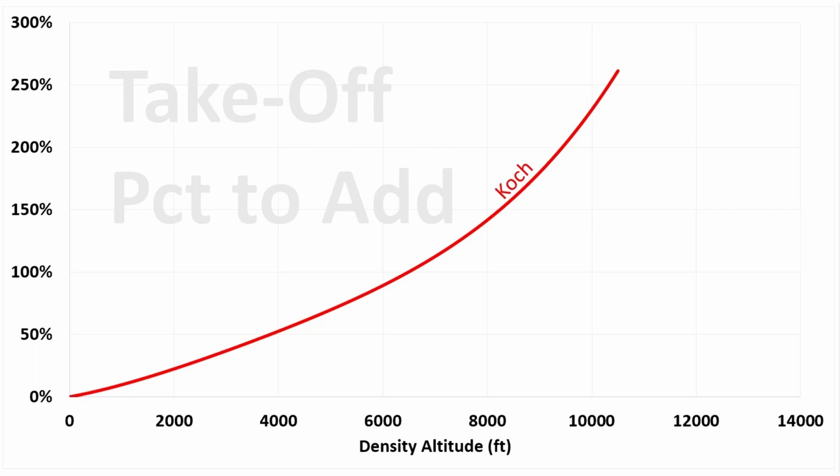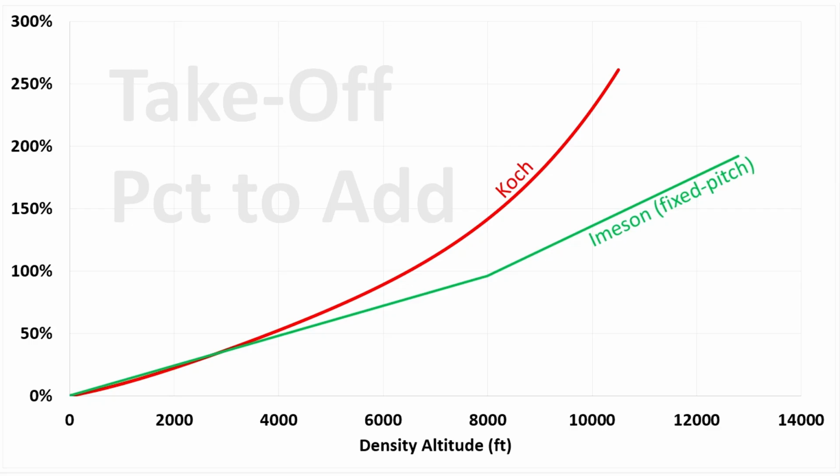Others have also generated tools and rules for the effect of density altitude on takeoff distance. Let's look at 3 of them. Sparky Imeson, in his book, The Mountain Flying Bible, suggests adding 12% to your takeoff roll for every 1,000 feet of density altitude up to 8,000 feet, then adding 20% for every 1,000 feet after that. These percentages are for an aircraft with a fixed pitch propeller and are added to your handbook or POH value for standard day sea level performance at your current takeoff weight.